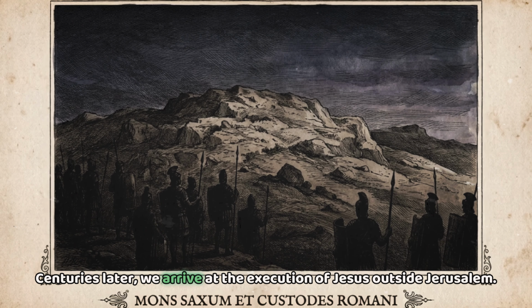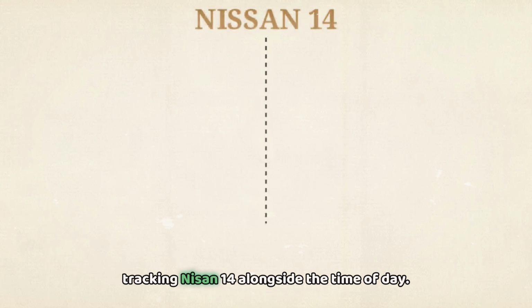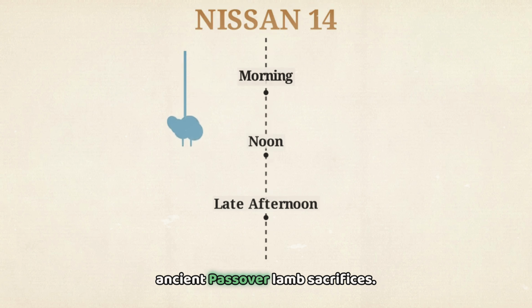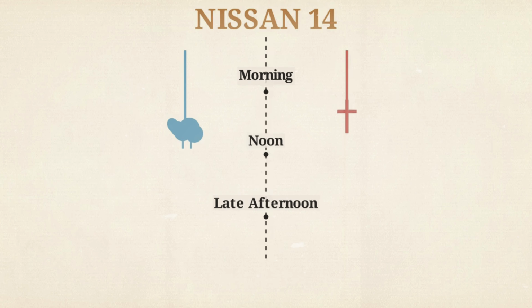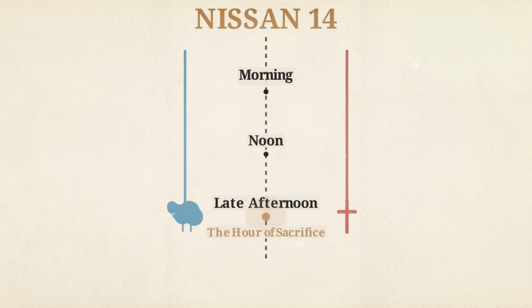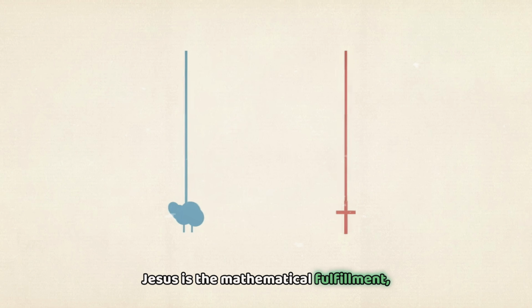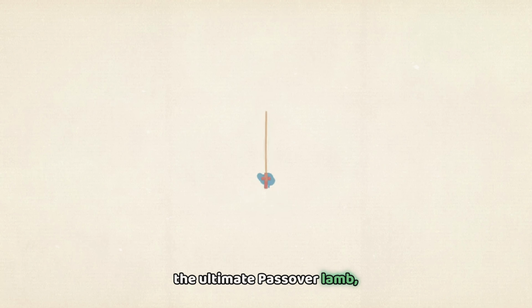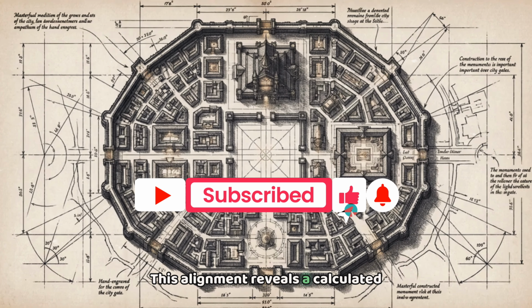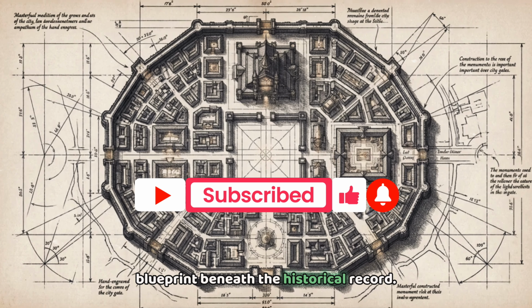Centuries later, we arrive at the execution of Jesus outside Jerusalem. Tracking Nisan 14 alongside the time of day, on the left, ancient Passover lamb sacrifices, on the right, the crucifixion. They align perfectly, down to the hour. Jesus is the mathematical fulfillment, the ultimate Passover lamb, arriving exactly on schedule. This alignment reveals a calculated blueprint beneath the historical record.